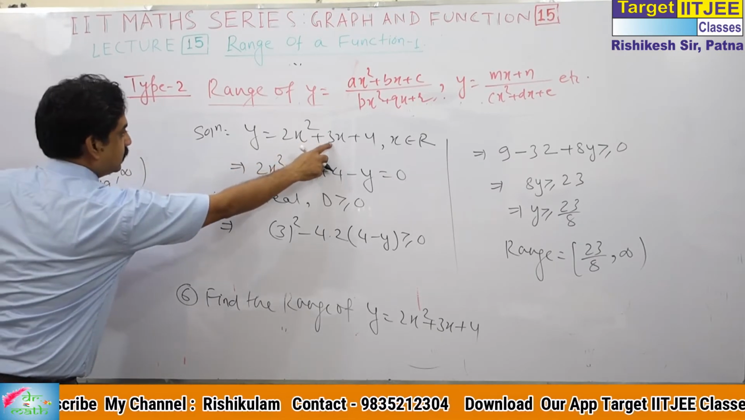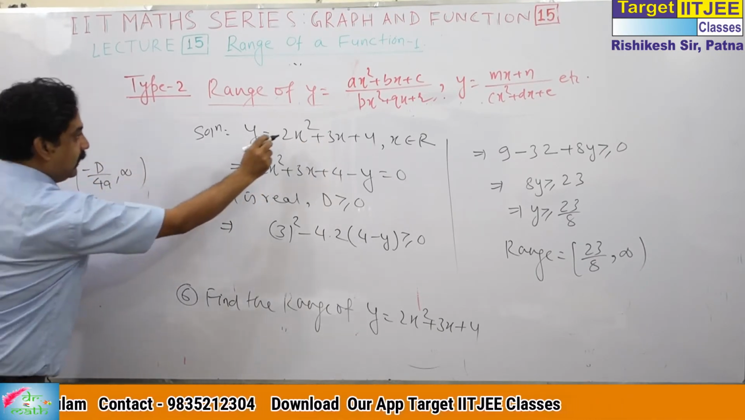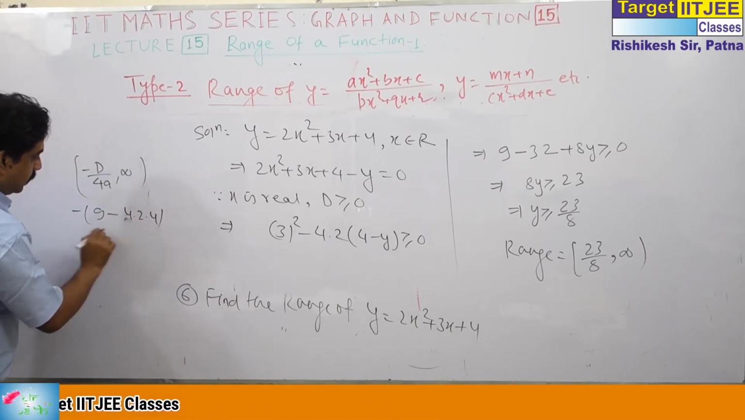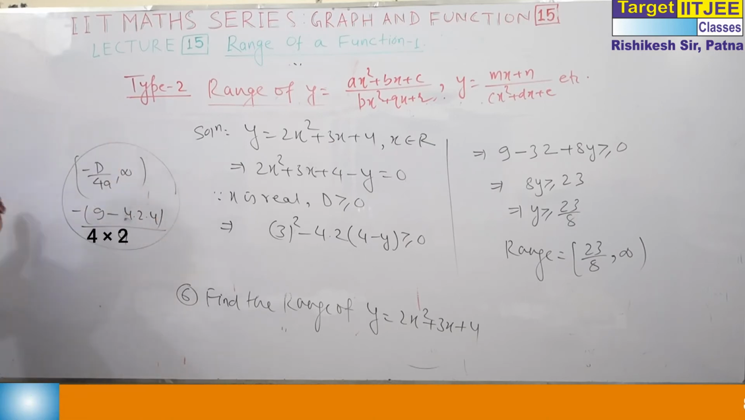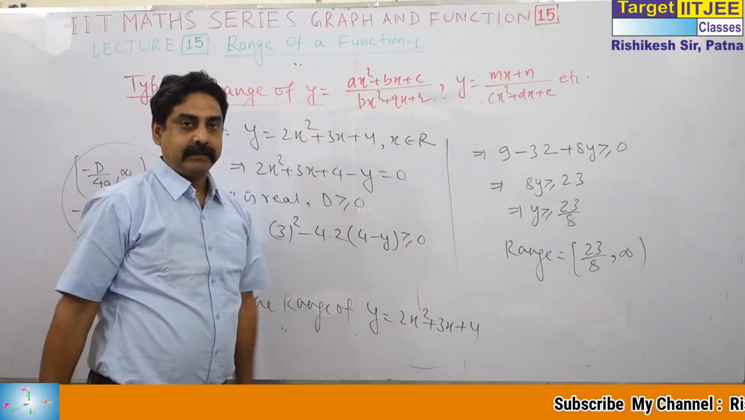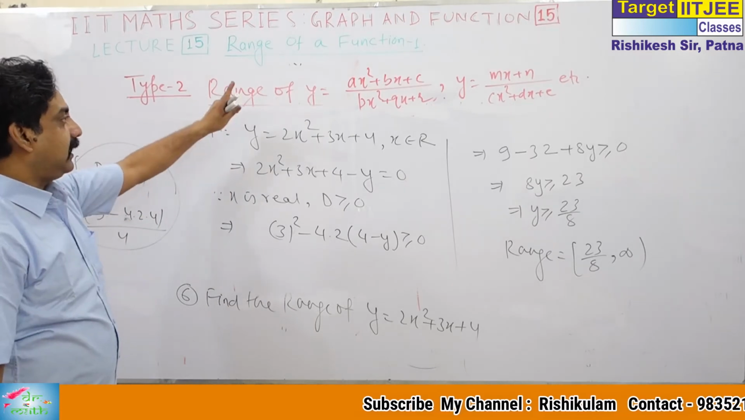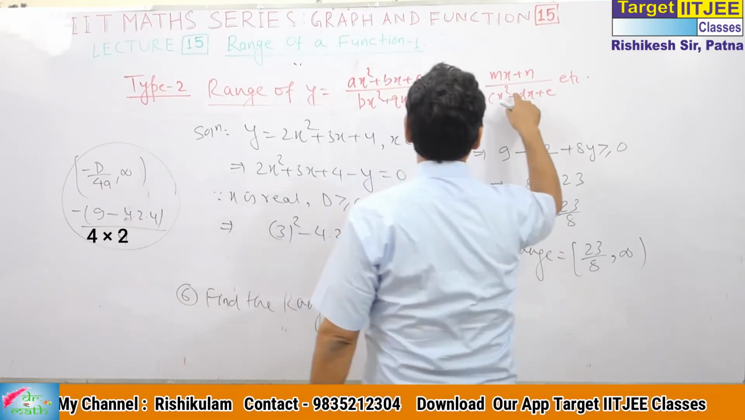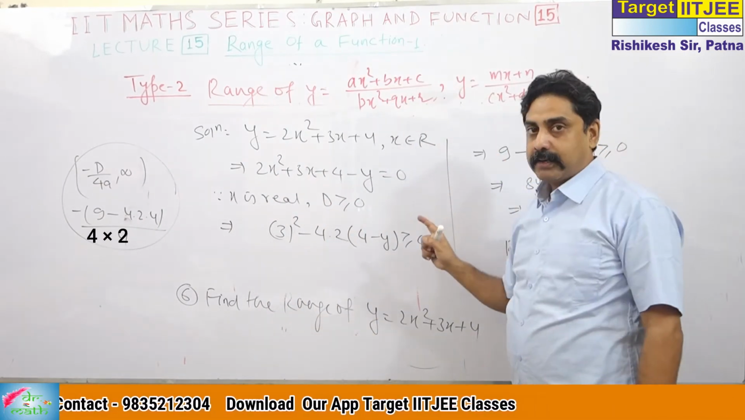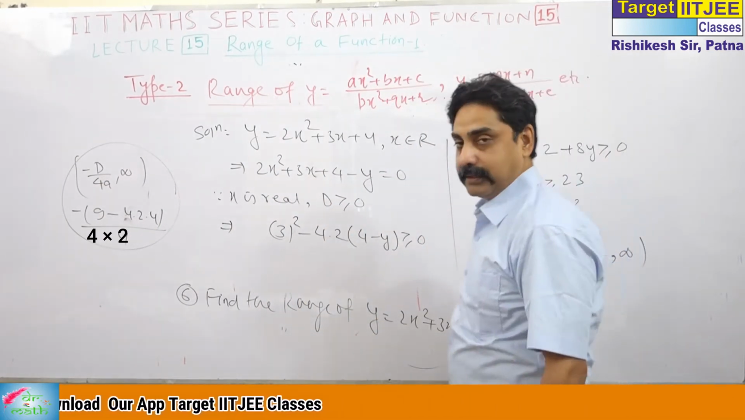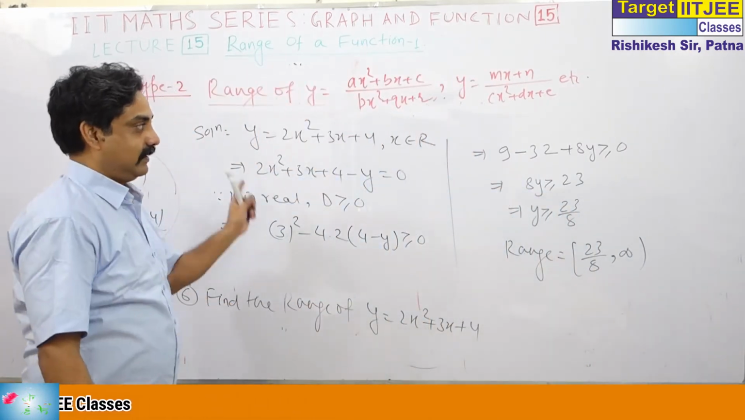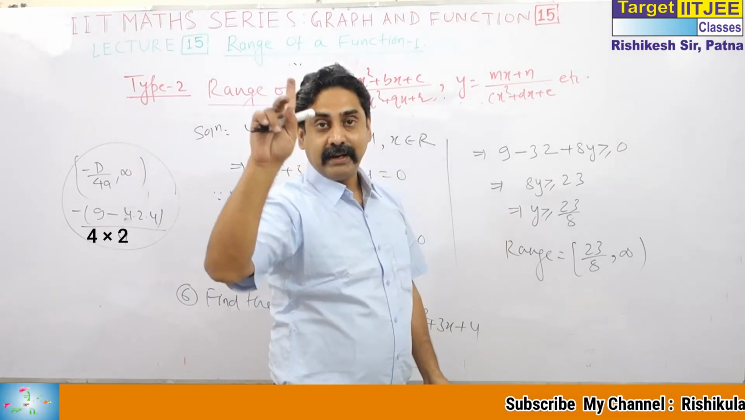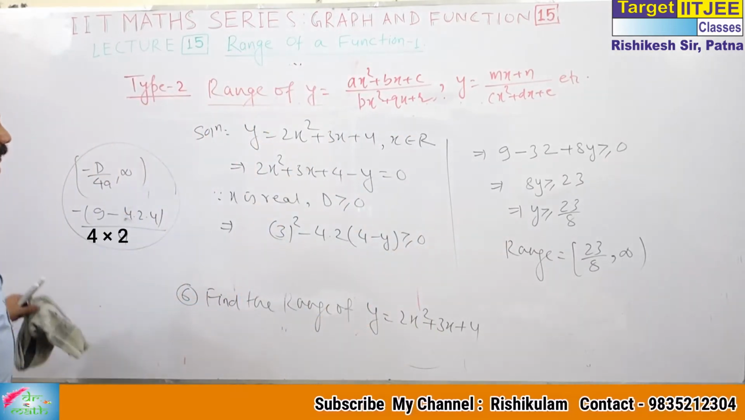You can write D as 9 minus 4 into 2 into 4, divided by 4. You can also check like this. But this method will work here and here. So for this I am taking only one question. This will work when there is at least one quadratic. And what happens when both are quadratic? That I will come to. What happens when both are linear? That I will come to in type 3.